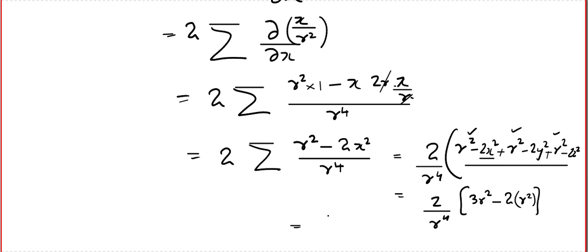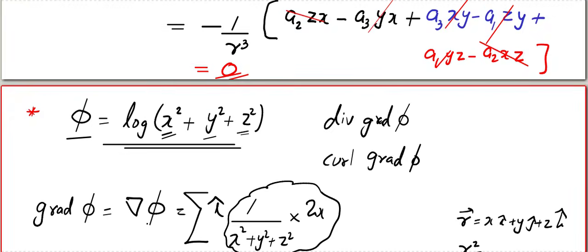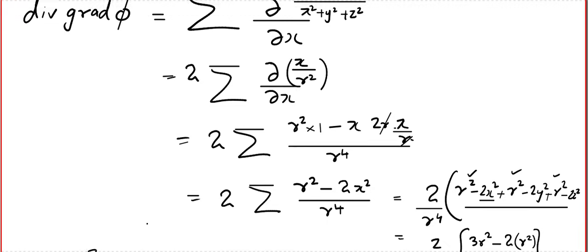So basically you end up with 2 into r squared by r power 4, that will be 2 by r square, and the answer is 2 by x square plus y square plus z square. Similarly, you can try to find curl grad phi.